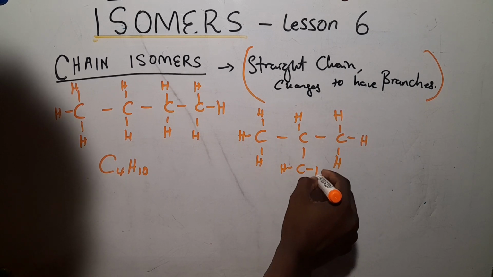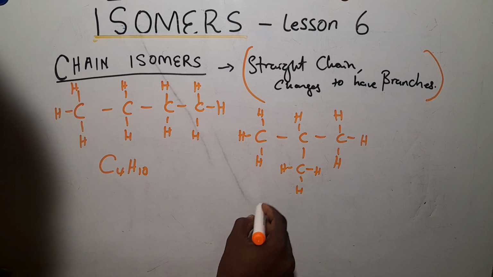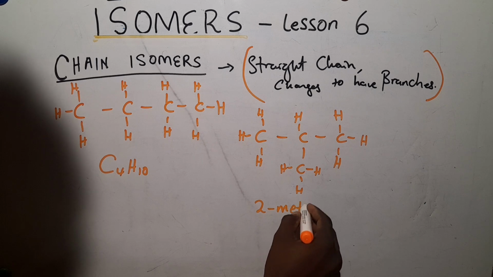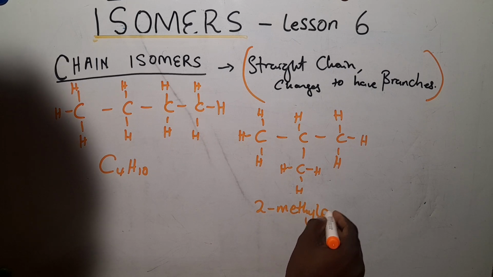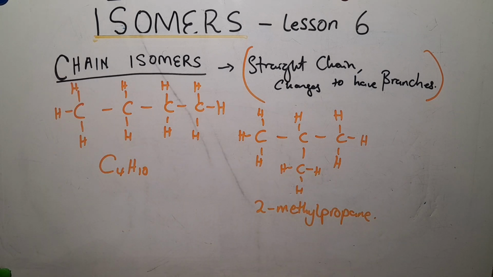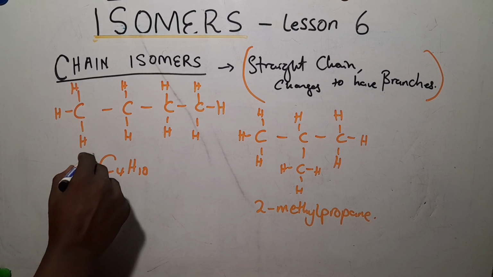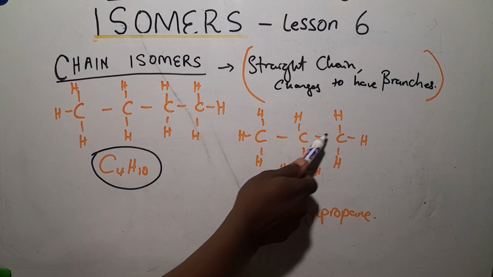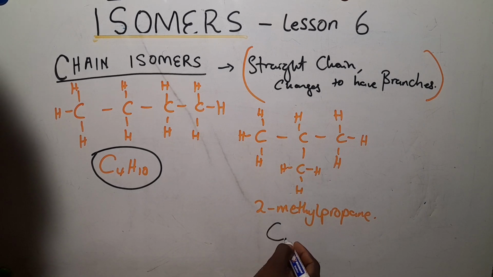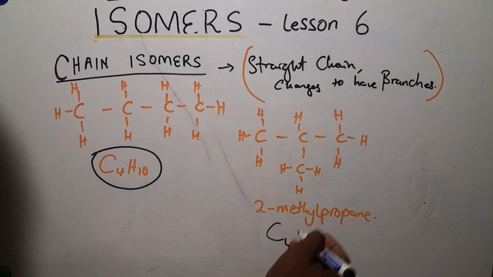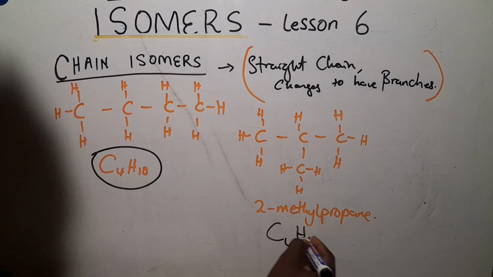The name of this now becomes, it's coming on carbon number 2, so this is 2-methylpropane. But take a look at something interesting now. As you can see here, the molecular formula of this is C4H10. Let's take a look at that. This is also C4, and H: 1, 2, 3, 4, 5, 6, 7, 8, 9, 10, so also H10.